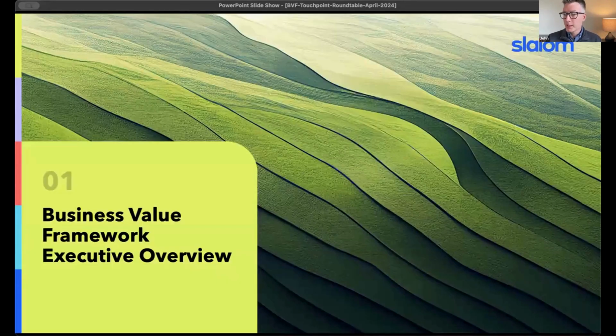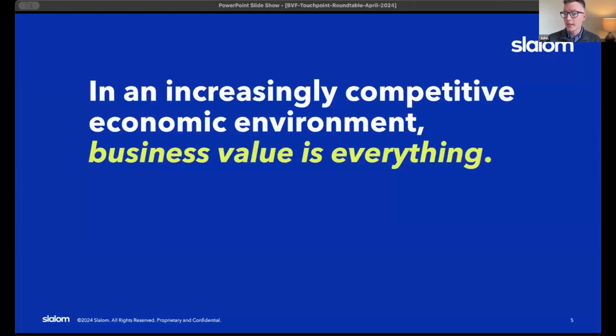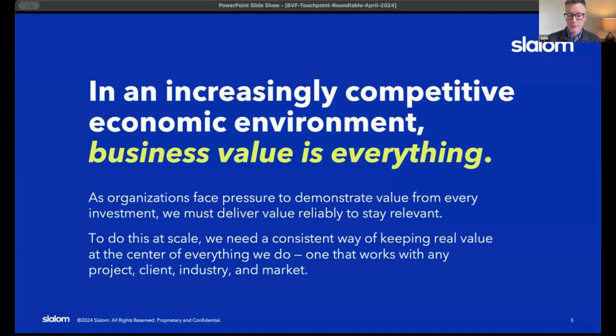So a quick overview of the framework, starting with a bit of the why behind it. So, we're in a competitive economic environment right now. Things are challenging in different ways all around the world. Clients need to show value from their investments, whether it's service design, technology, or anything else. And so we've found we've been able to be much more successful when we're very strongly anchored on the business value that we create. Again, whether that's service design or technology or anything else. So this mindset of thinking about value first and foremost is really kind of the driver of the approach.